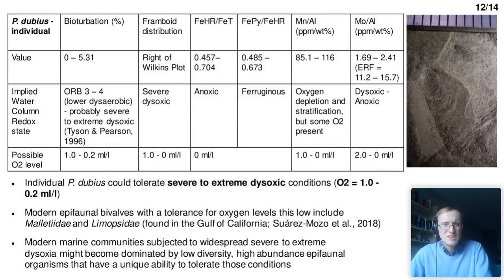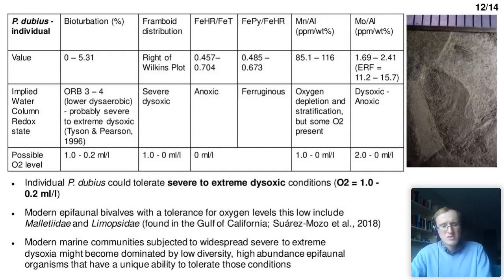The picture isn't entirely consistent because of all the different caveats with the proxies, but on the balance of probability, I'm going to suggest that individuals of Pseudomytiloides dubius could tolerate severe to extreme dysoxic conditions with oxygen concentrations between 1 and 0.2 milliliters per liter.